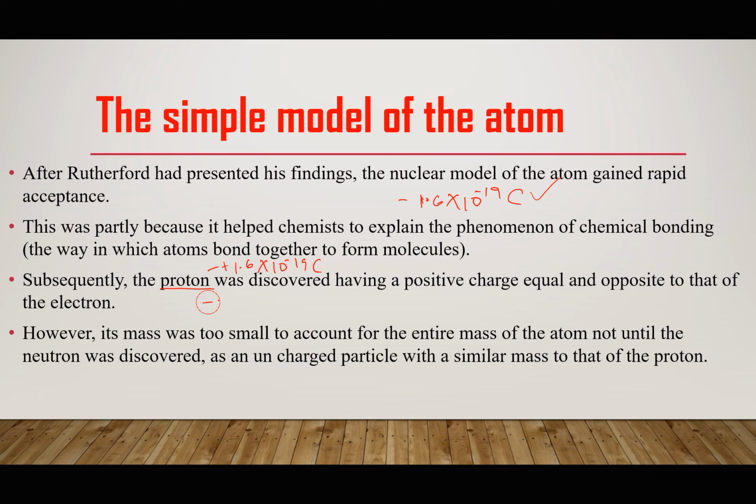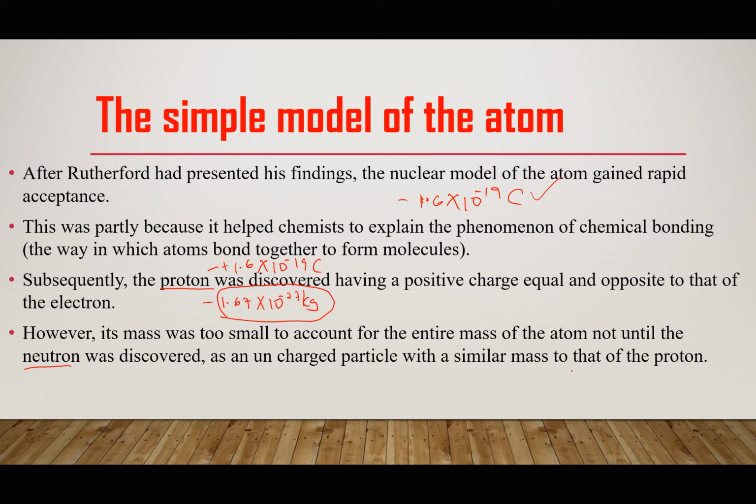Later on, we shall see that the mass of the atom is 1.67 times 10 to the power of minus 27 kilograms. And scientists argued that this mass was too small to account for the mass of the atom. So later on, as experiments continued, the neutron was discovered, which had no charge, and it had a similar mass to that of the proton, almost the same mass as that of the proton.